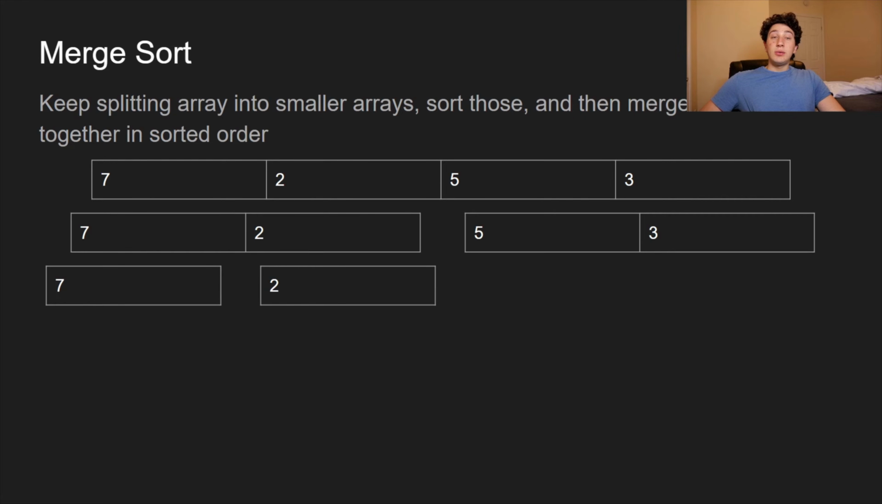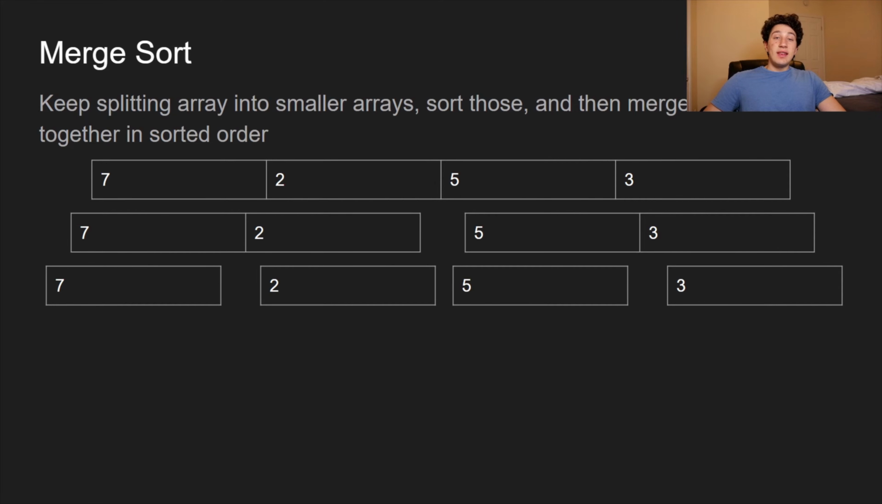From there, we're going to take each of those arrays of size 2 and split them into two elements. So you can see we have 7, 2 here, and subsequently we also have 5, 3. So now we just have 4 arrays of one element each. We've effectively reached our base case of the recursion, where any array with one element is inherently sorted. So what do we do from there? This is where we actually start merging them back together.